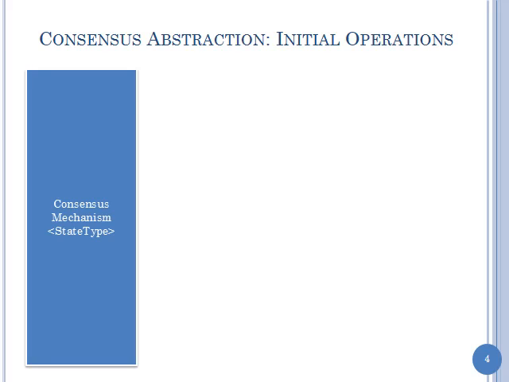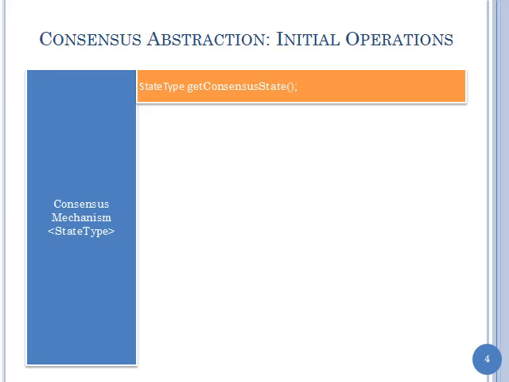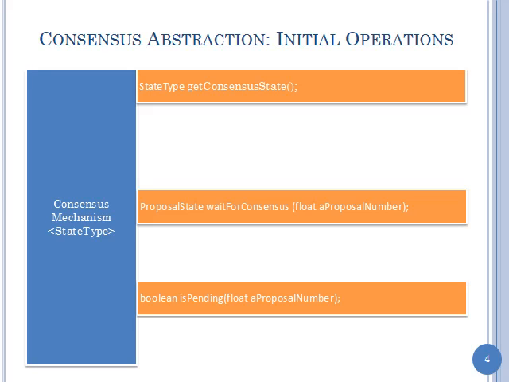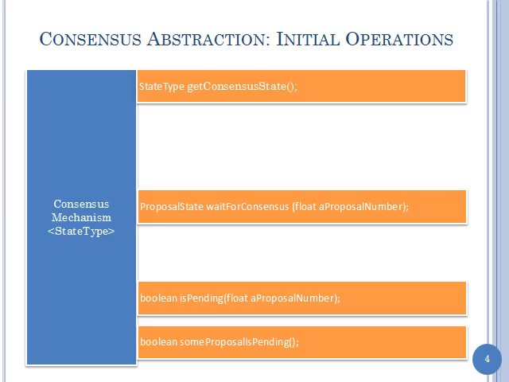So we've got now some operations. Okay, we can get consensus state. Okay, we can wait for consensus. Okay, and we'll assume that each propose has some proposal number associated with it. Okay, we can figure out whether it's pending or not, whether the particular proposal is pending or not, which the polling solution can use. There may be multiple proposals that are pending, multiple threads in our computer creating proposals, or proposals being created across multiple processes.